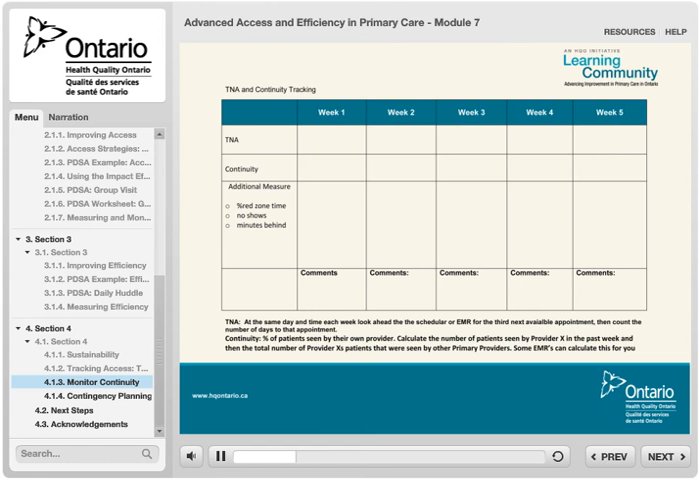It is recommended practices monitor the percentage of time patients see their own provider instead of another provider of the same discipline in the practice. Recall the target is 85% of patients see their own provider. Tracking continuity as a key measure of access enables your team to respond promptly to changes in your practice. You may be able to track continuity through your EMR as well.